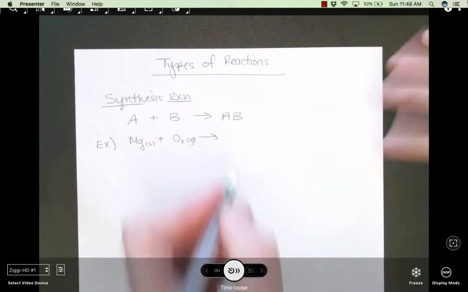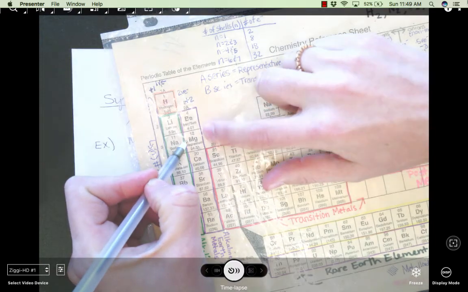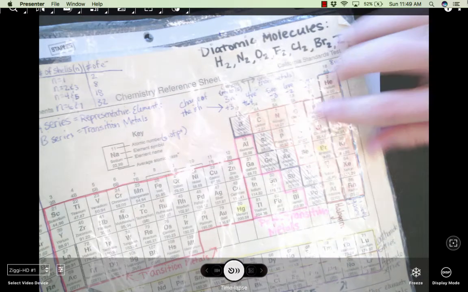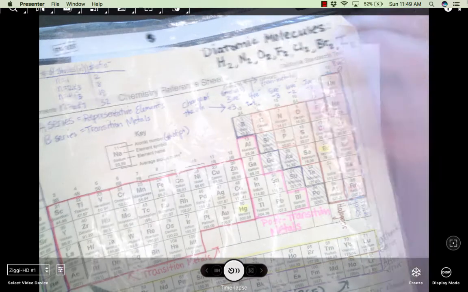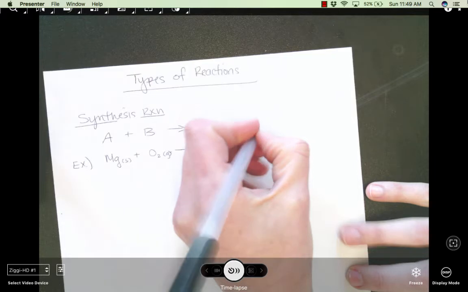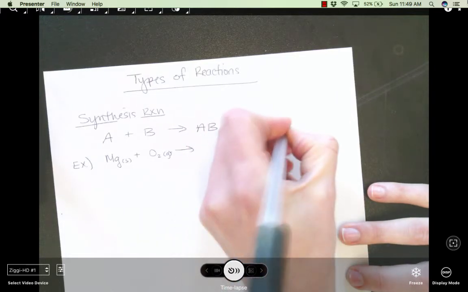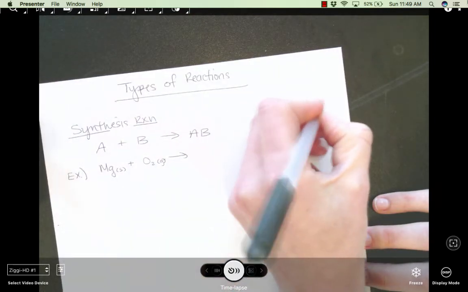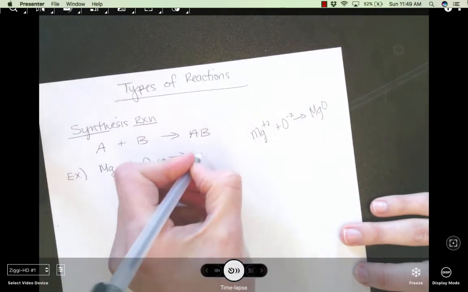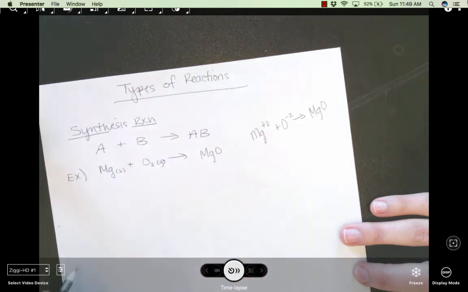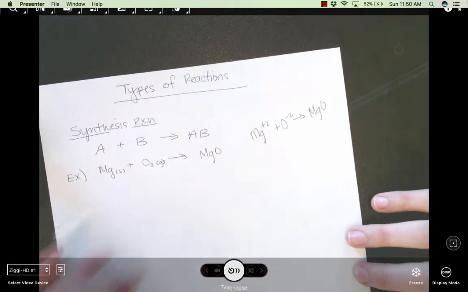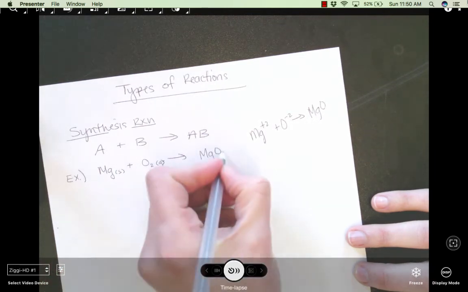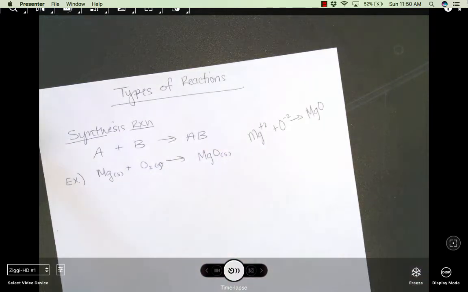Off to the side, I'm going to say that magnesium, when it combines with oxygen, is going to take on a +2 charge because it's going to give away 2 electrons. And then oxygen is going to take on a -2 charge. So off to the side, I'm just going to do a quick cation, anion to form a compound. So it's a +2, -2, so it's a 1-to-1 ratio. So it forms magnesium oxide. So solid magnesium combines with gaseous diatomic oxygen to form solid magnesium oxide.